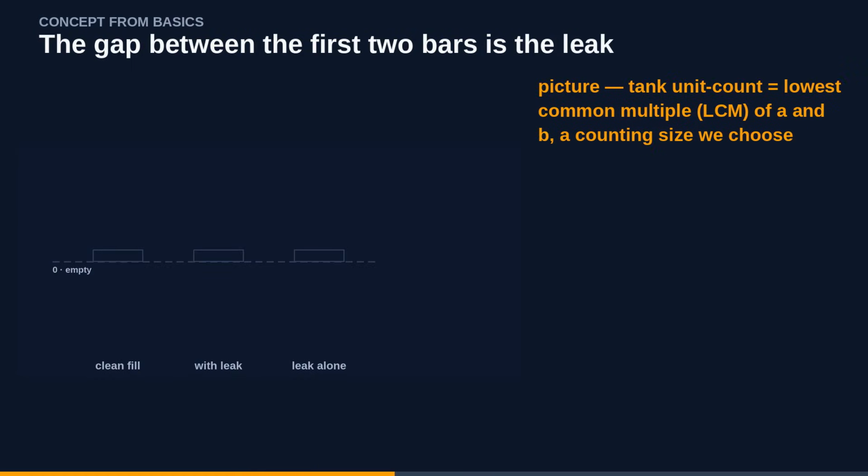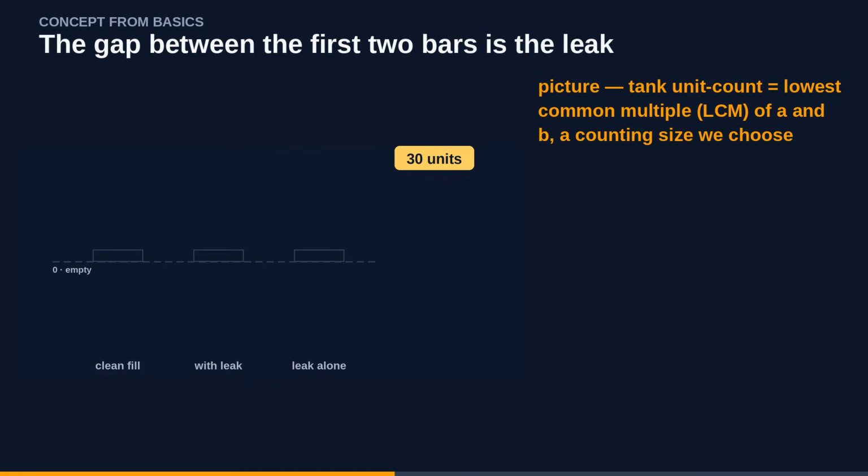See the same subtraction as a picture before we punch the numbers. Choose the lowest common multiple of the 2 times, LCM for short, as a counting size we choose. For 10 hours and 15 hours, that lowest common multiple is 30, so this tank holds 30 units.